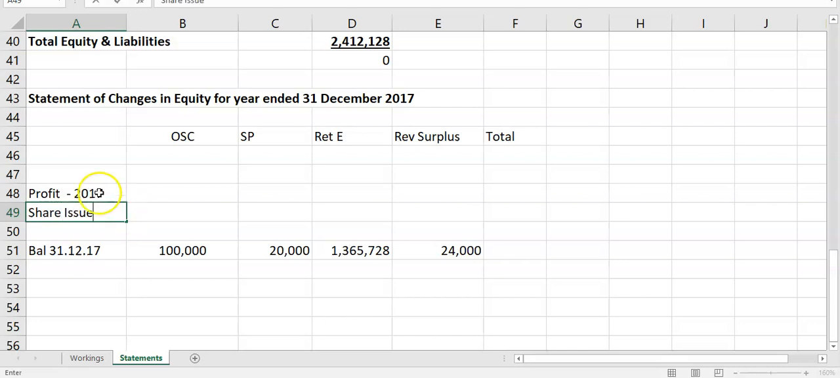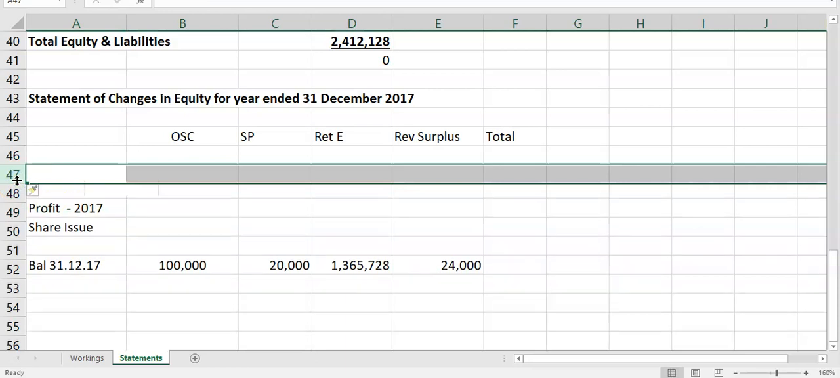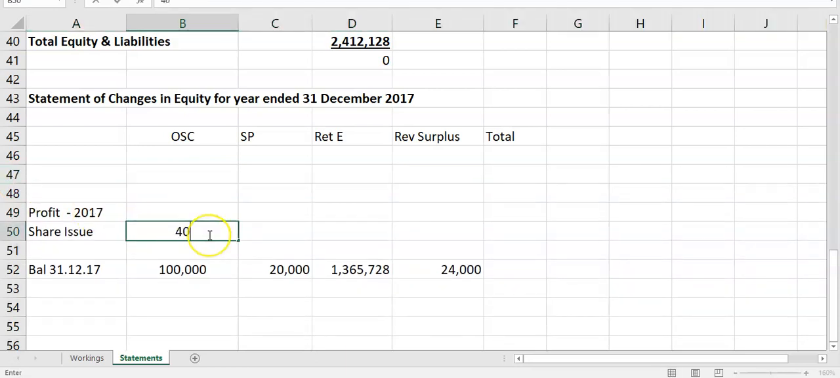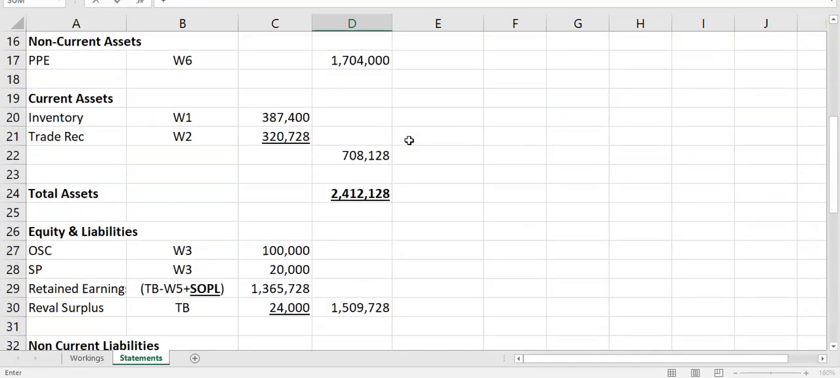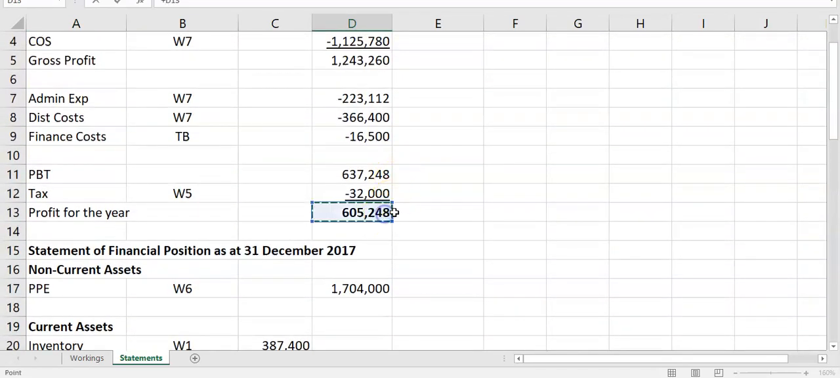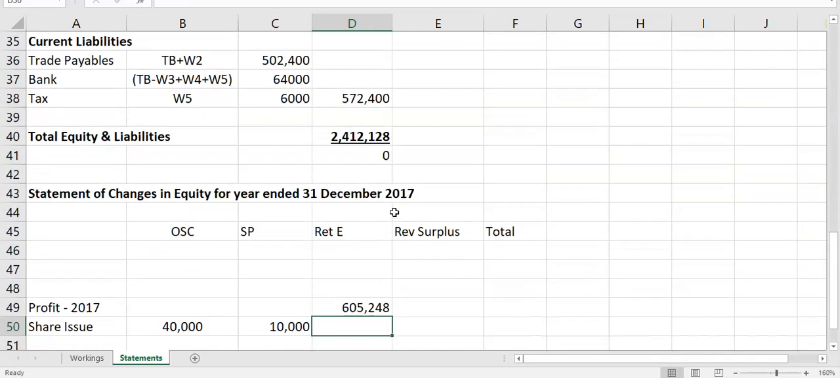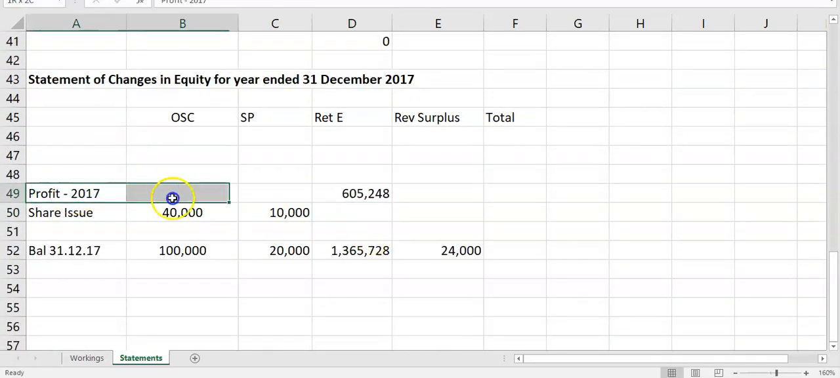That's going to be a statement of changes in equity. All right, so in this regard, your share issue, you had 40,000 going into share capital, and you had 10,000 going into share premium. And the profit figure, which is coming from the P&L, which of course means you need the P&L done first, that will impact retained earnings. And that profit figure we said was 605,248. So they're the movements you'll have during the year.